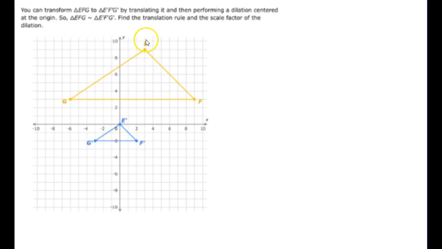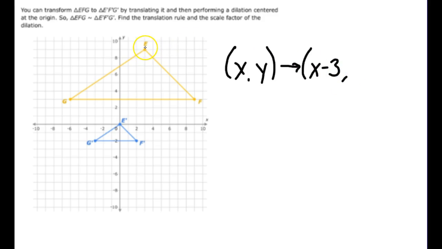Okay, so first we're going to work with the translation. Since E prime is already centered at the origin, that's going to be easiest to work with. So we need to determine what translation must we perform on E to get it to E prime. Well, our rule for XY translation is going to be, we need to move 1, 2, 3 units to the left. So it's X minus 3. And then we need to move 9 units down. So it would be Y minus 9. So that's our rule for the translation.